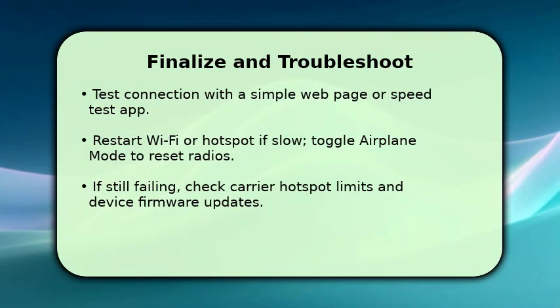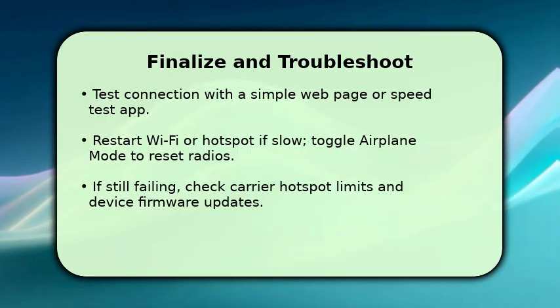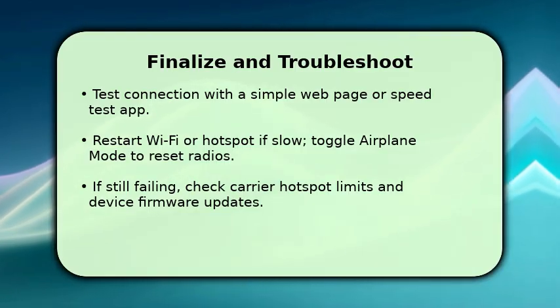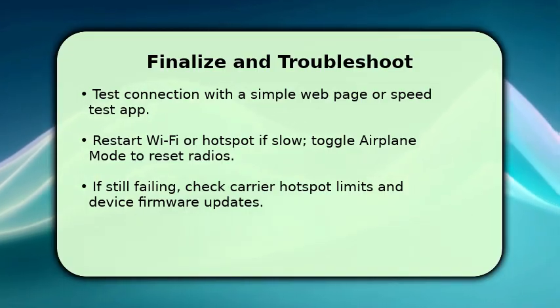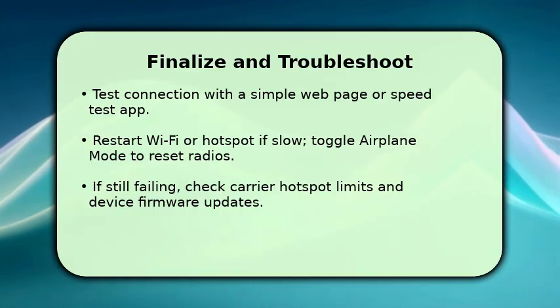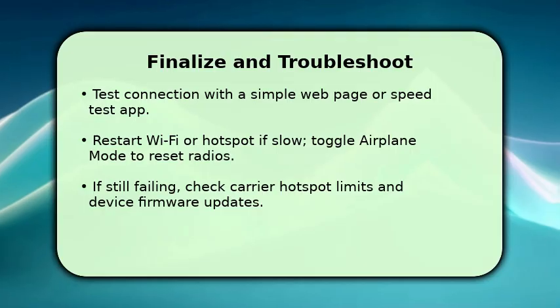Finish by validating the link. Load a web page or run a quick speed test to confirm usable data. If performance is poor, restart Wi-Fi or the hotspot and toggle airplane mode briefly to reset radio states. This often clears routing issues. Make sure your carrier hasn't disabled tethering and that firmware is current.